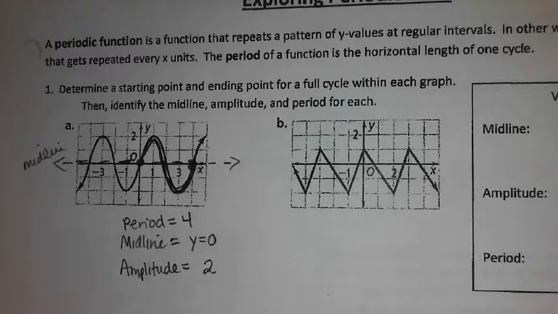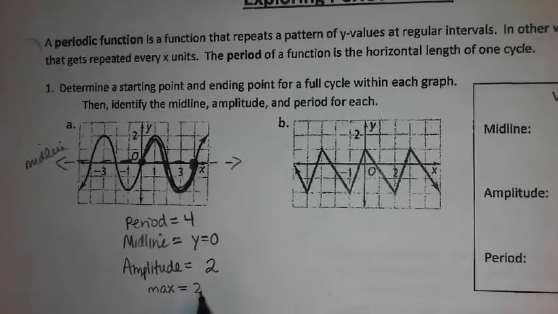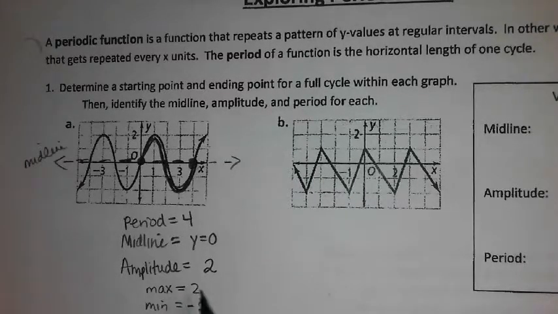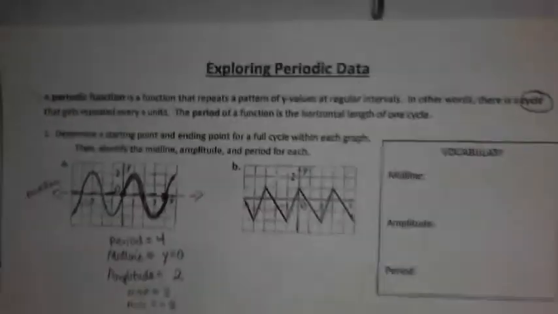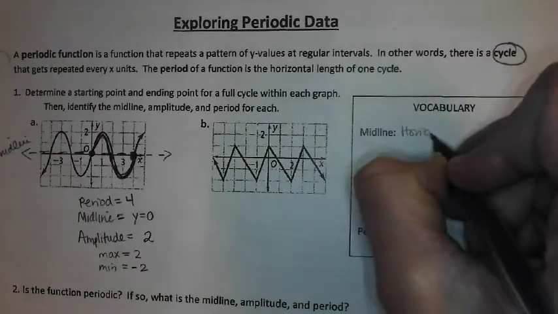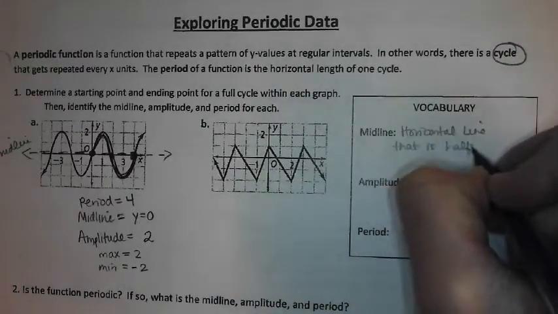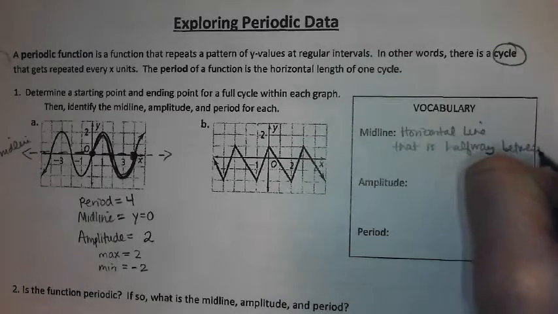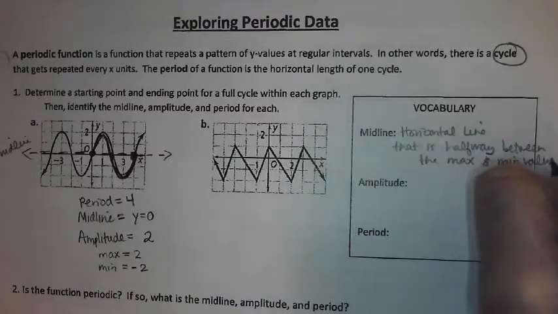Just out of curiosity, what's the max value of this graph? 2, and what's the minimum? -2. And what you'll notice is that the midline is always halfway between those, which is obviously 0 in this case. Okay? So the midline is the horizontal line that is halfway between the max and the min values.